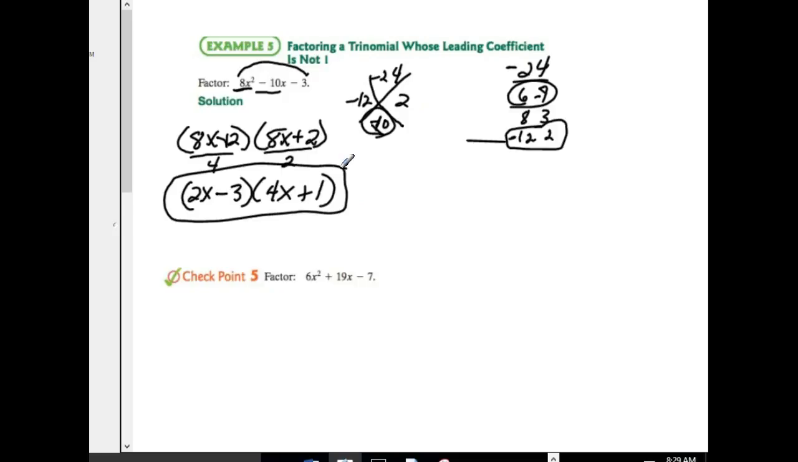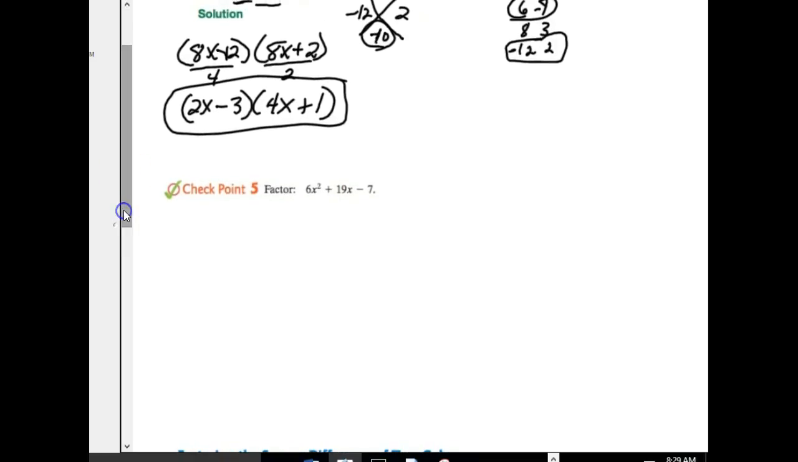Once you learn this method, this is a much quicker method than what the book and what other teachers have tried to show along the way. And after many years of teaching, I found this to be the easiest way to factor trinomials. Now let's try it again for checkpoint.